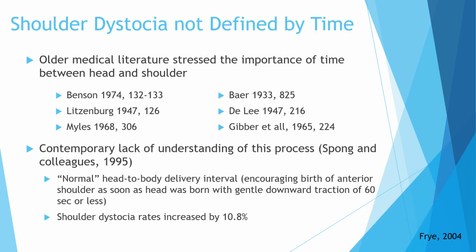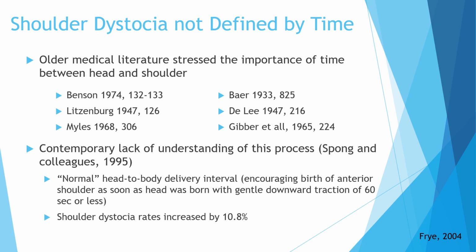Shoulder dystocia is not defined by time. Older medical literature used to stress the importance of time. I know in a hospital setting, we have to be very careful of noting the time of delivery of the head and time of delivery of the shoulder. More for litigation purposes, not so much for outcomes, and is that the way we define it?